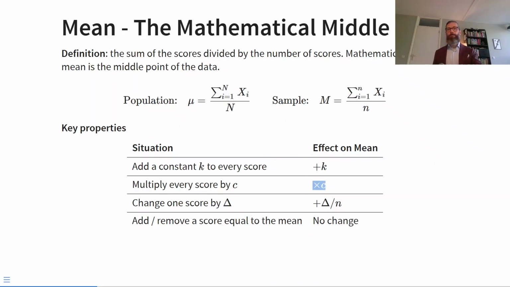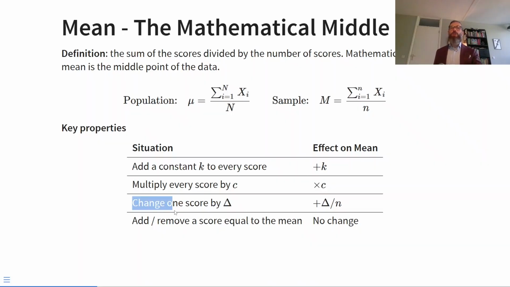The mean has several key properties. If I take all of the scores in my sample and I add a constant value, so for example +2, the effect this will have is that the mean will also be 2 points higher. If I multiply every score with a constant c, so for example I multiply every score with 3, then the effect this will have on the mean is that it will also multiply the mean with constant c. So in this case, it will be the mean times 3.